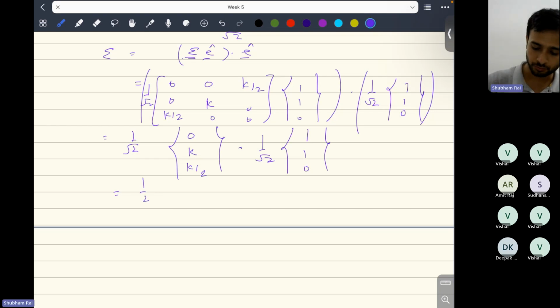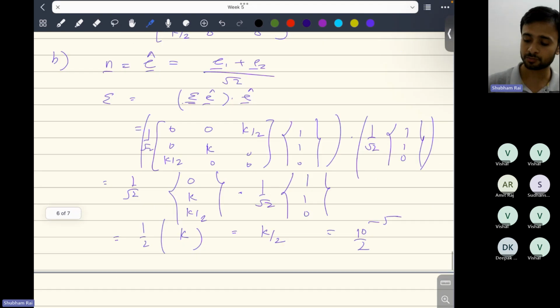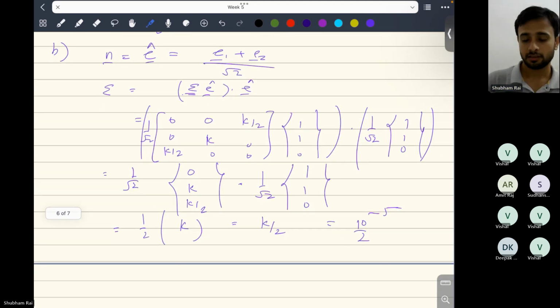Now this will be 1 by 2, and then the first element will be 0, the second element will be k. So finally, you will get k by 2. Third will be 0. So you get k by 2, which is 10 to the power minus 5 by 2. So this is the amount of elongation that you will get. You see how small it is, right? It is very small, of the order of 10 to the power minus 5. It is very small, much smaller than 1.